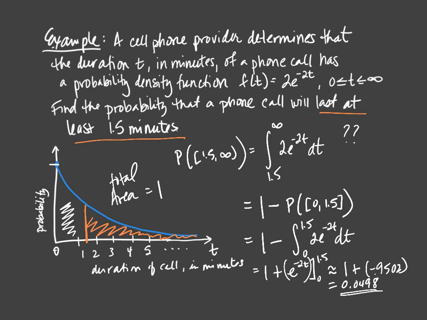So we used that key feature that the total area under the curve is equal to 1, and that is really how we solved this problem. We said, okay, if the total area is 1, if I take the total area and subtract off this area over here, that will leave me my orange area, which is really what I'm interested in. Okay, and so that's basically it. Those are the 2 flavors of these problems.